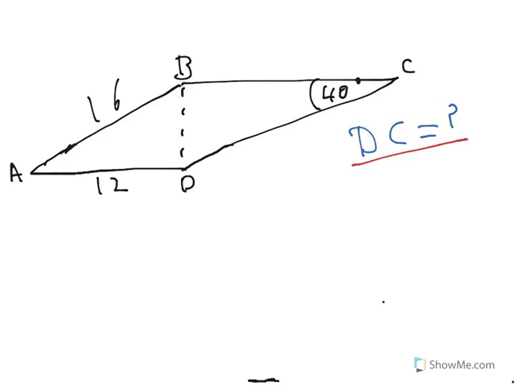Well, we've got a quadrilateral. It is not a parallelogram, it's not a rhombus, but it is a quadrilateral. We've got some sides. We've got a 16 over here and a 12 over here. We need to find what DC is. Sides, angles, we've got one angle over here which is 40 degrees. We don't have enough angles or enough sides.